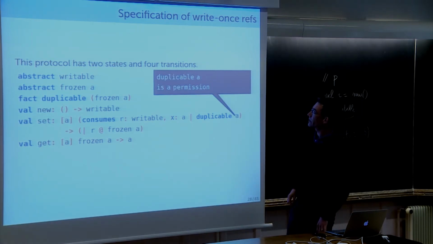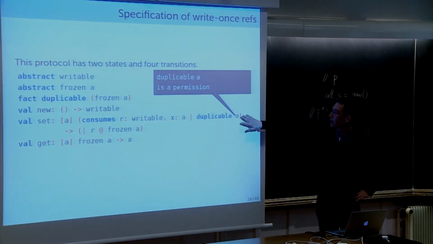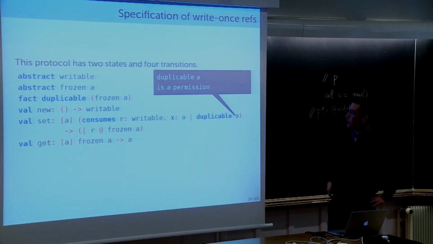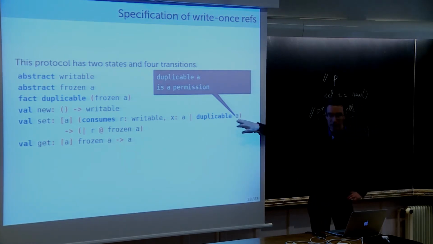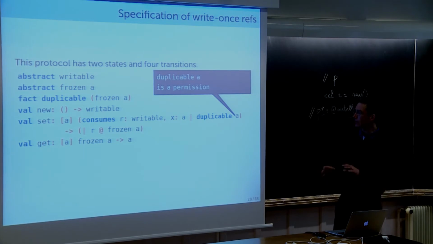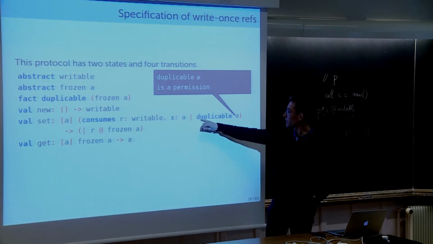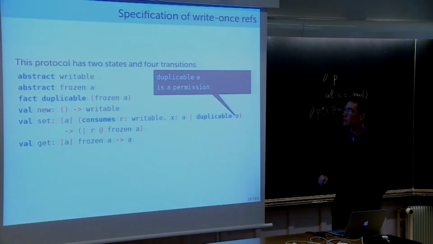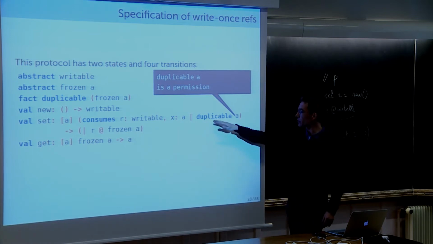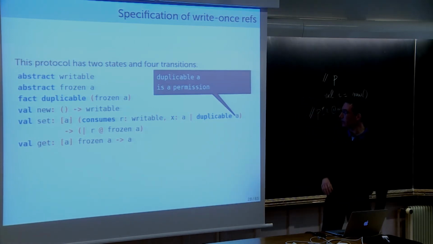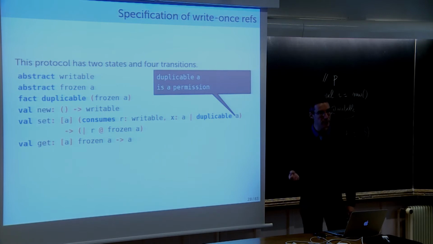And why does that make sense? Here for simplicity, I have restricted this function set to the case where a is a duplicable type. This makes my example somewhat easier to explain. And it also allows me to point out that duplicable a, so this is an assertion that a is a duplicable type, is itself viewed as a permission. So here the caller is requested to prove that a is a duplicable type. And that's a proof that happens at compile time again.